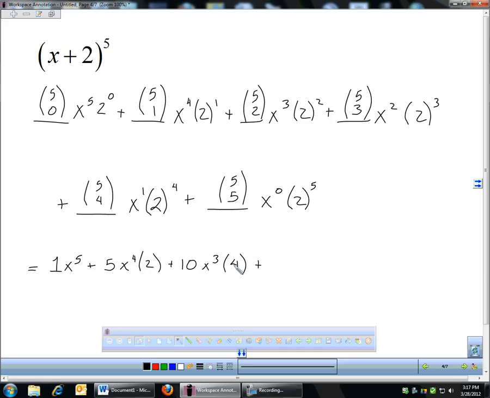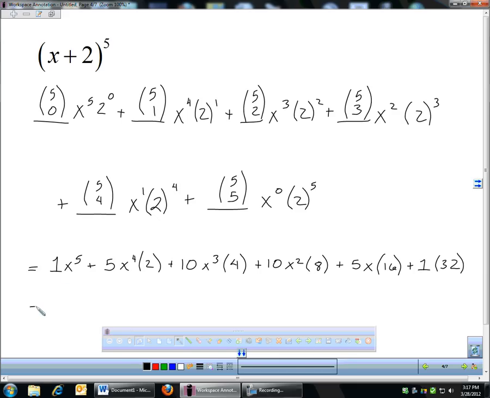Plus 5 choose 3 is going to be 10. X squared, and 2 cubed is 8. Plus 5 choose 4. Oh, I've started to repeat. I've gone up, I've hit 10, now I'm going to go back down. My next one's going to be 5. X to the first, and 2 to the fourth is 16. Plus, and then 1, x to the 0, which is 1, and 2 to the fifth is 32.